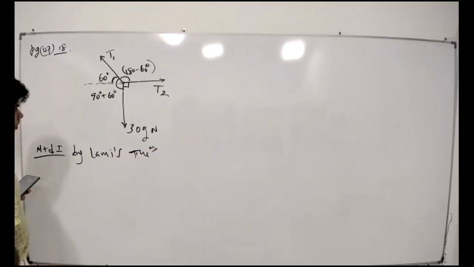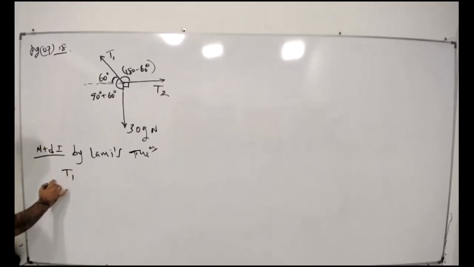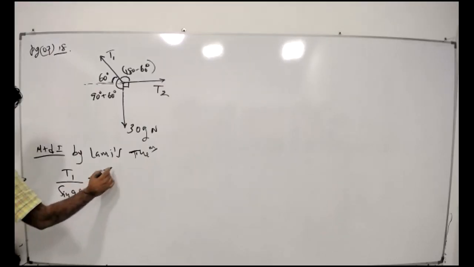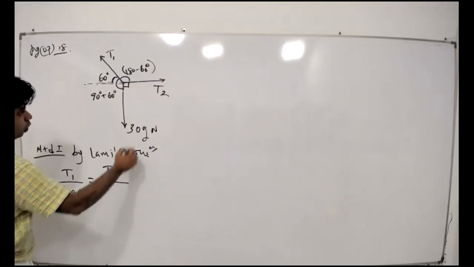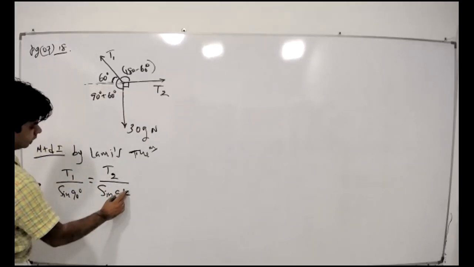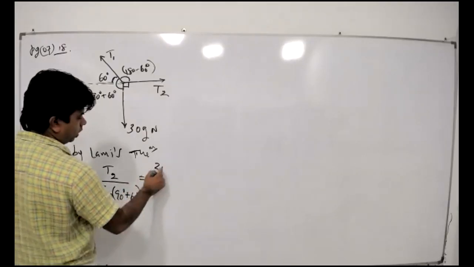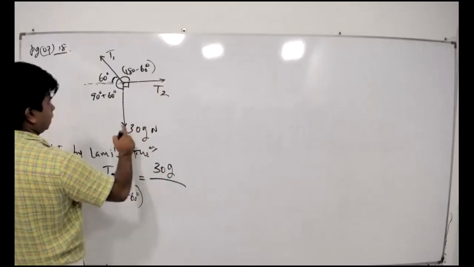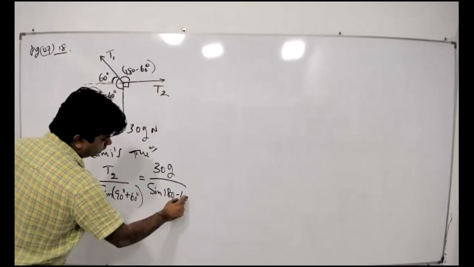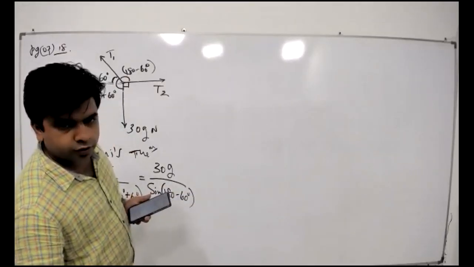By Lami's theorem, you know that here T1 over sine 90 equals T2 over sine of 90 plus 60, equals 30g over sine of 180 minus 60. Okay, we can write like this. Got it?